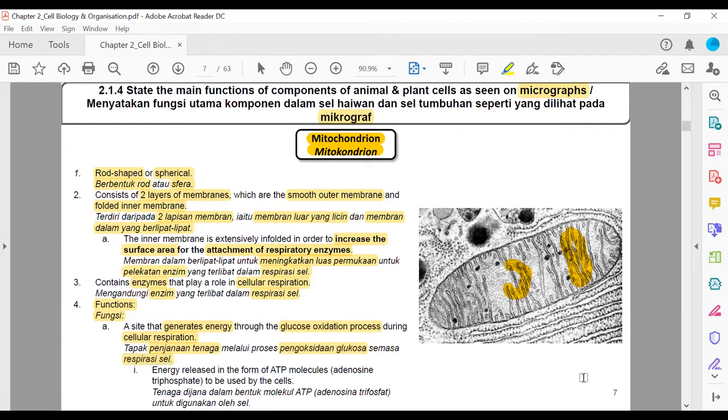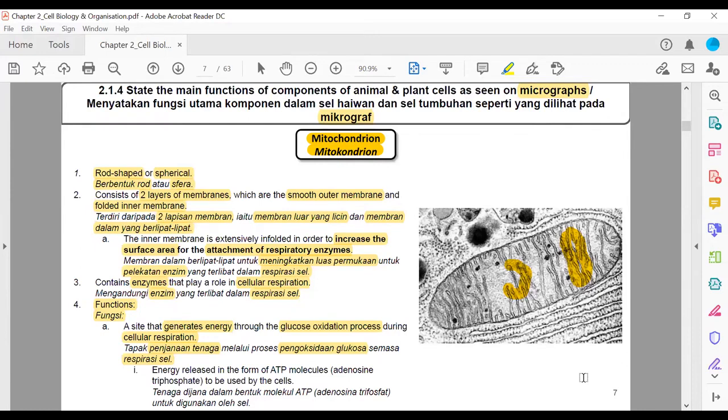Ini fungsi mitokondria. Satu sahaja fungsi dia, generate energy. Tempat di mana tenaga dihasilkan dalam sel kita. You know, semasa PT3, Form 1, Form 2, Form 3, you asyik dengan ini.